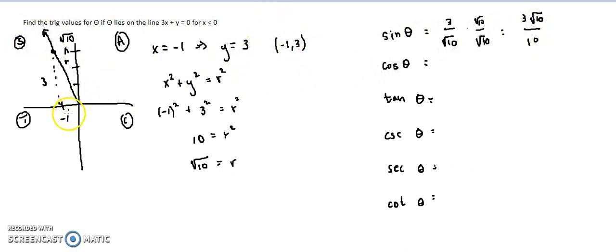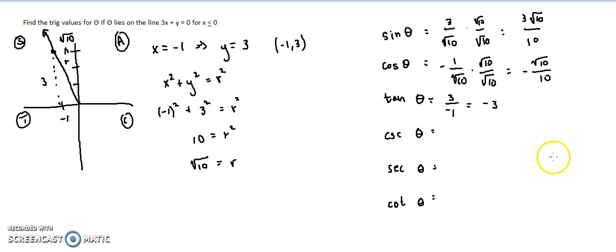All right, looking at cosine, that's going to be -1 over square root of 10. So when we rationalize that, 1 times square root of 10 is just square root of 10 over 10. Don't lose that negative. So we got negative square root of 10 over 10. That looks good. And then tangent is going to be 3 over -1. And so our tangent's going to be -3. Okay, so there's our first 3 values, and then of course the next 3 are just the reciprocals here.